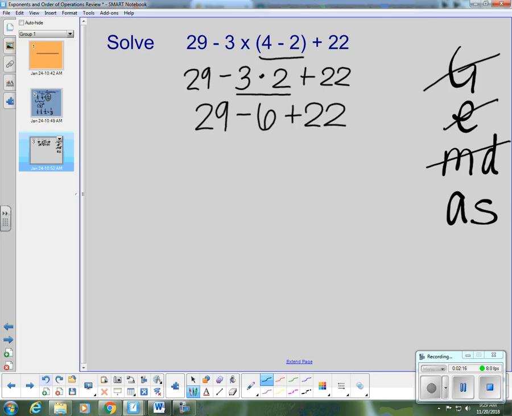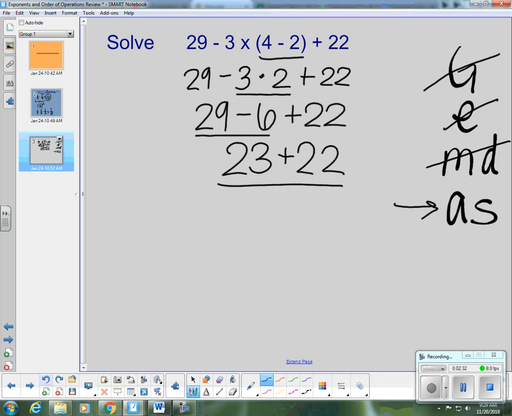Nope. So we're on to addition and subtraction. Addition and subtraction have the same level of priority, so we work from left to right. So 29 minus 6 is 23. And finally, 23 plus 22 is 45.